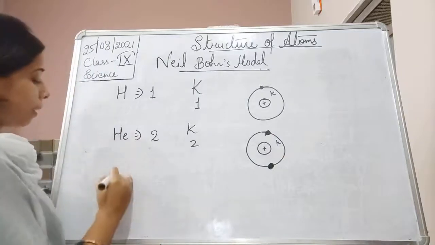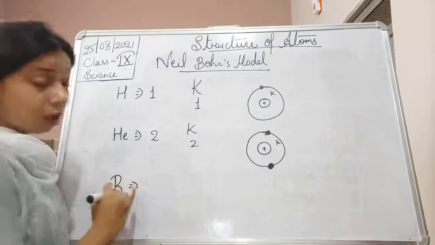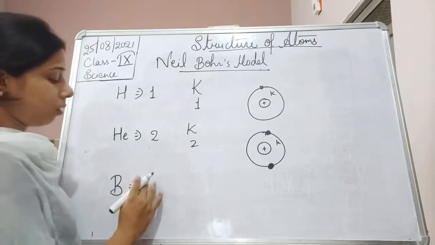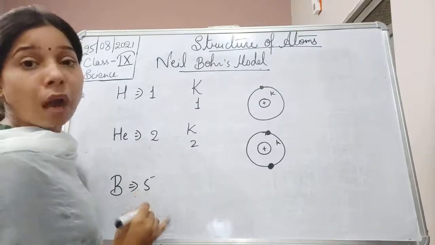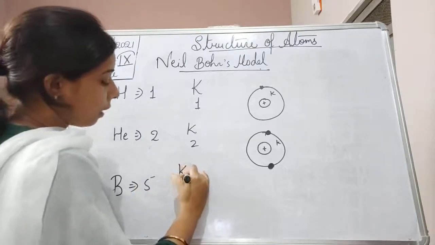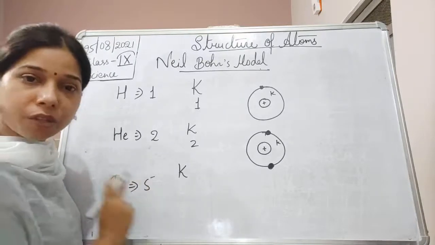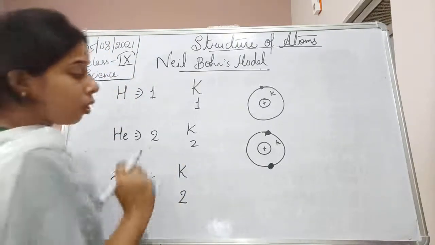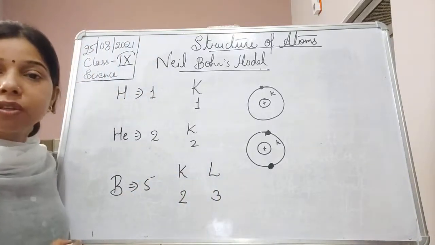Okay. Similarly, if we talk about boron. So boron is what? Atomic number is 5. So how will the electronic configuration be? Electronic distribution will occur. First of all, the K shell. So out of these 5, 2 will enter into the K shell. It will become 2. Now how many electrons are left? That is 3. So 3 electrons will enter into the L shell. So the electronic configuration will be 2 and 3.